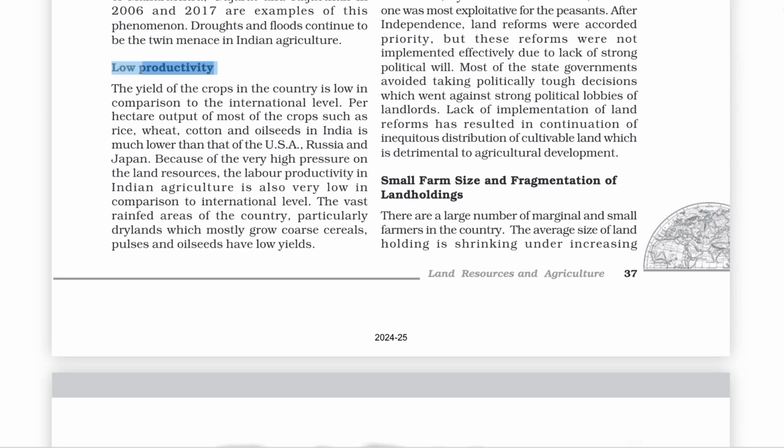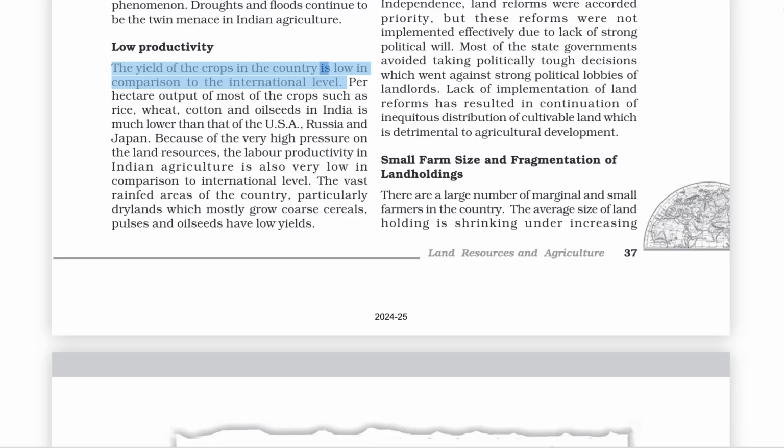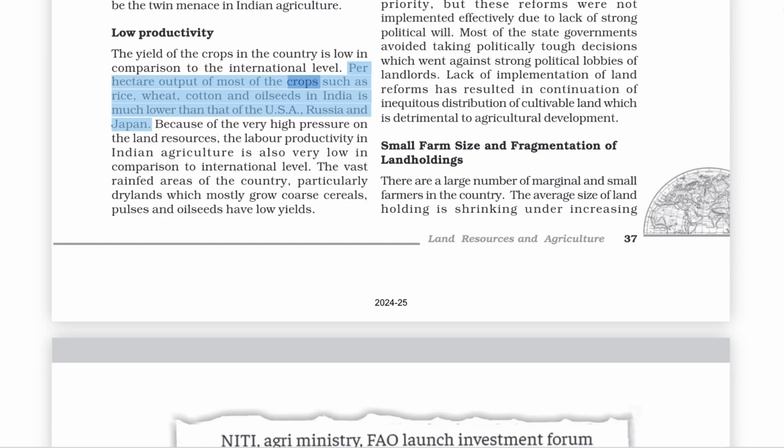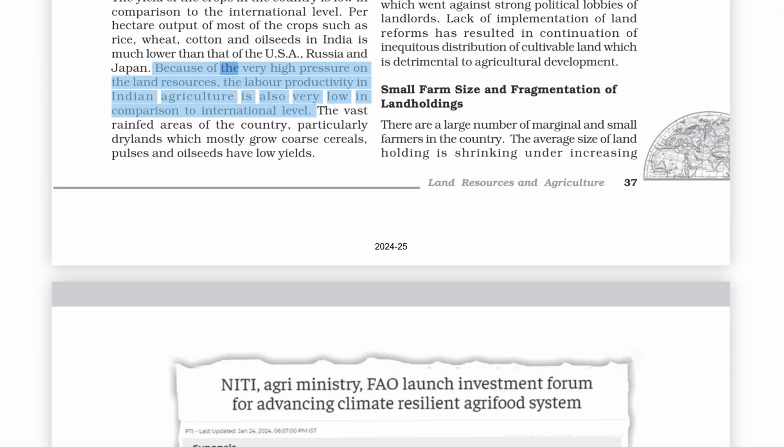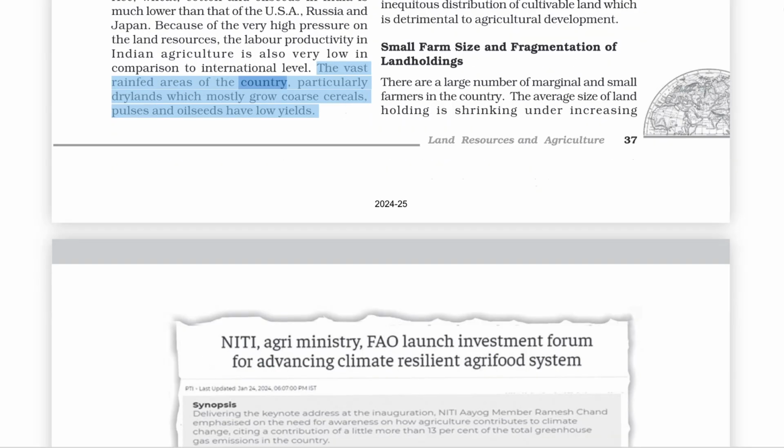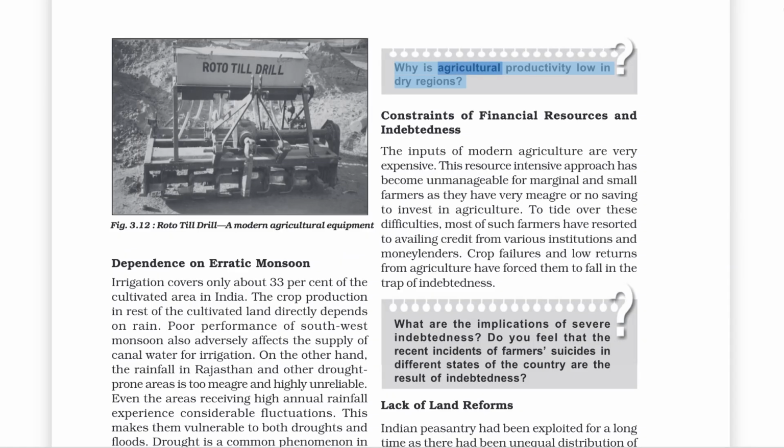Low productivity. The yield of the crops in the country is low in comparison to the international level. Per hectare output of most of the crops such as rice, wheat, cotton and oilseeds in India is much lower than that of the USA, Russia and Japan. Because of the very high pressure on the land resources, the labor productivity in Indian agriculture is also very low in comparison to international level. The vast rain-fed areas of the country, particularly drylands which mostly grow coarse cereals, pulses and oilseeds have low yields. Why is agricultural productivity low in dry regions?